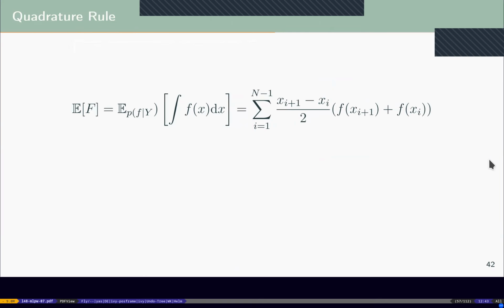This here is the expected value of the integral. So I pick out that model. That is the value of that. Have you seen this before? Here is the rule you showed us. It's a trapezoid rule, right?